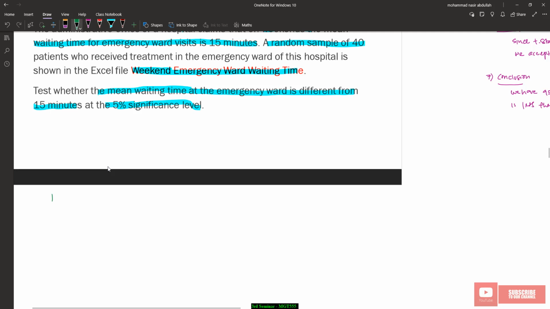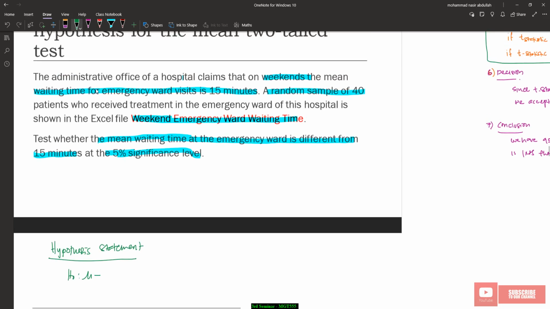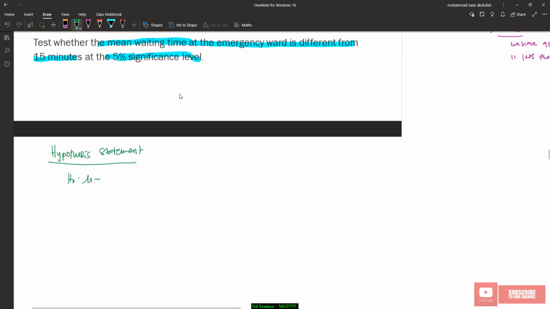First, we need to write down the hypothesis statement. Our null hypothesis is the claim: the mean waiting time for an emergency visit is 15 minutes, so mu equals 15 minutes. Right? The alternate hypothesis: we want to test whether the mean waiting time is different from 15 minutes, so the mean is not equal to 15 minutes.